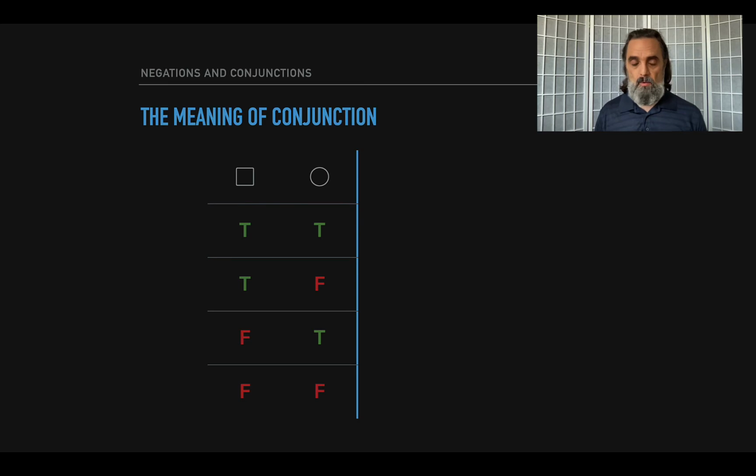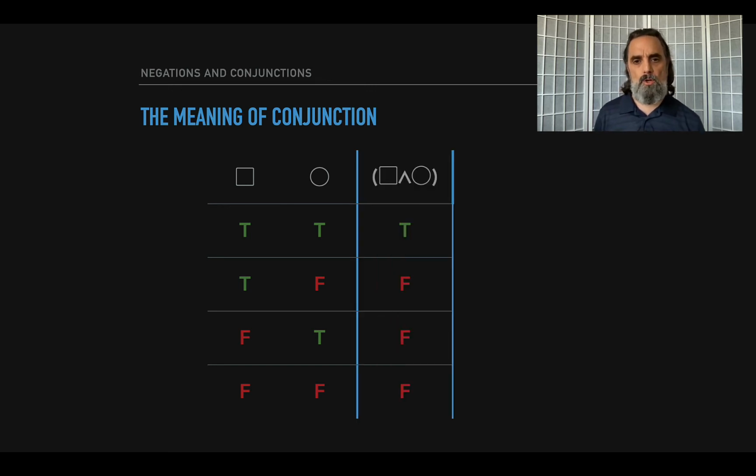Here we have the four different ways that the truth and falsity of circle and box can be combined. They both might be true, box is true and circle is false, box is false and circle is true, or they're both false. So we know that box and circle is true when both box and circle are true, and otherwise it's false. And we know that the negation of box and circle has the opposite truth value of box and circle. Right? The negation of a sentence has the opposite truth value of the sentence.